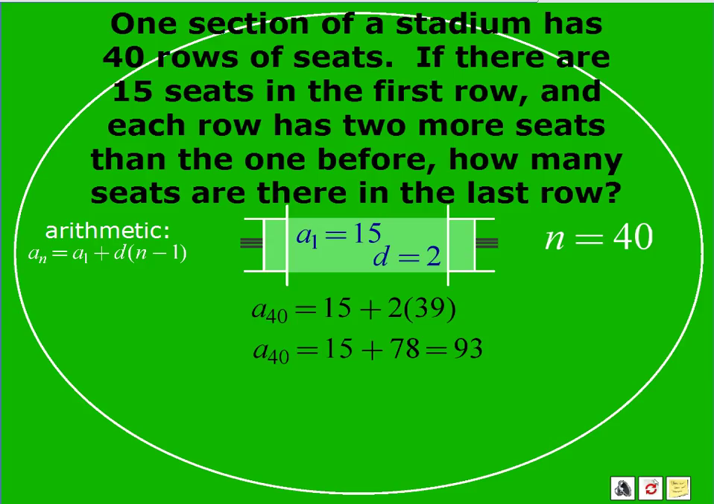Being able to say that a sub 40 is equal to 93 is not enough in these situations. Remember, when you're asked a question in context, you need to answer in context. I could say something like, there are 93 seats in the last row, or in the 40th row there are 93 seats. However you want to put that into a phrase.